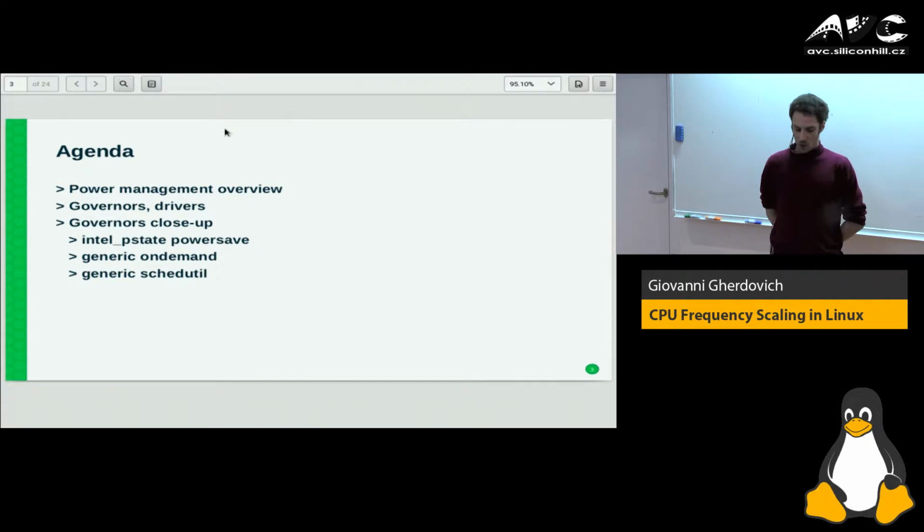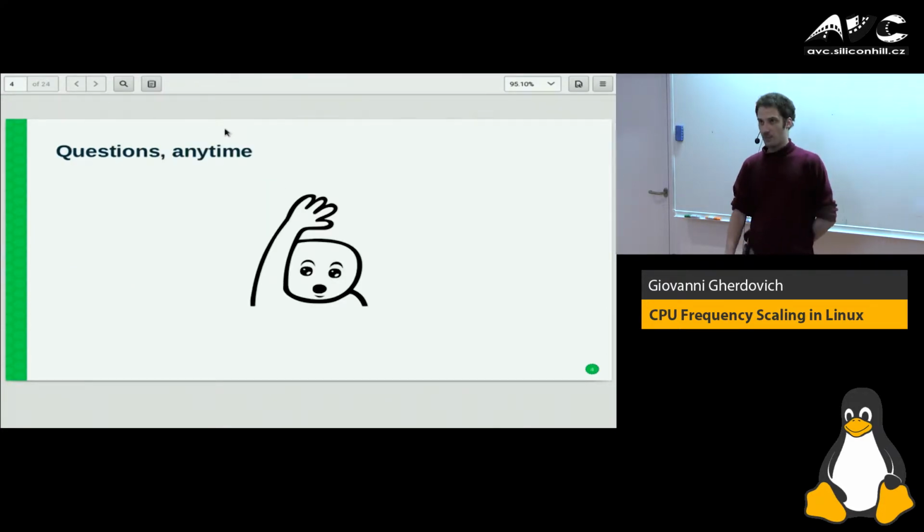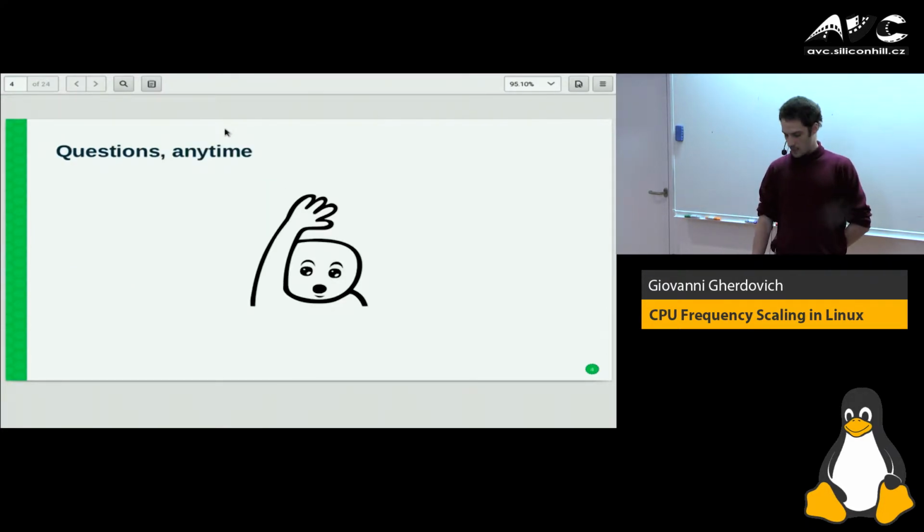This is the agenda of the talk. We are going to start with a brief overview of power management, then present the meaning of the terms governors and frequency scaling drivers, and then examine more closely a couple of governors and the algorithms they use to affect the frequency of our CPU. And feel free to interrupt me anytime with any question.